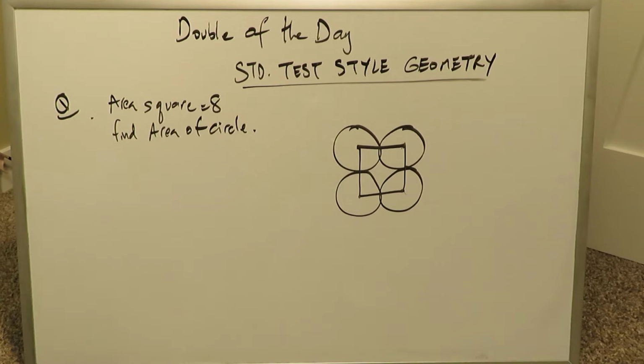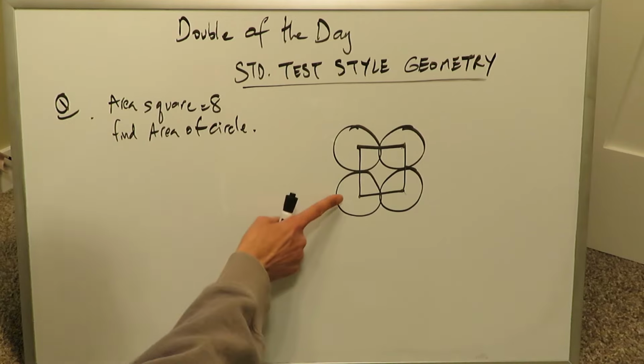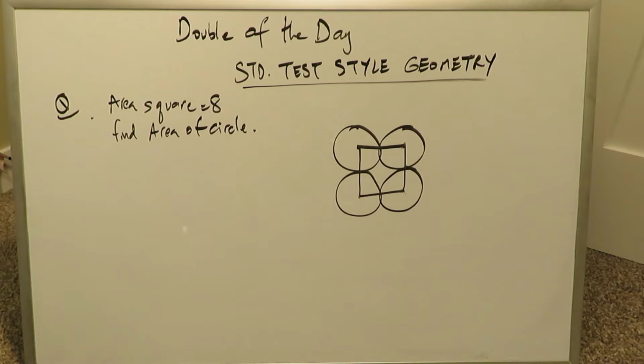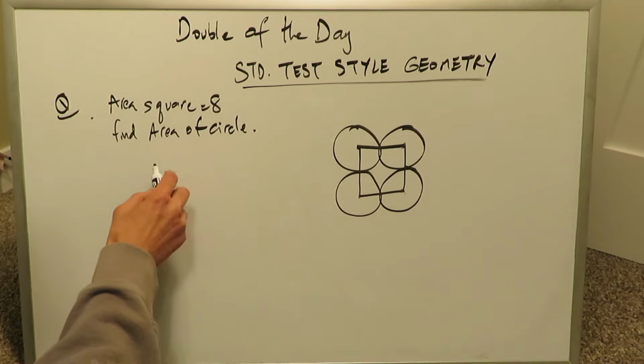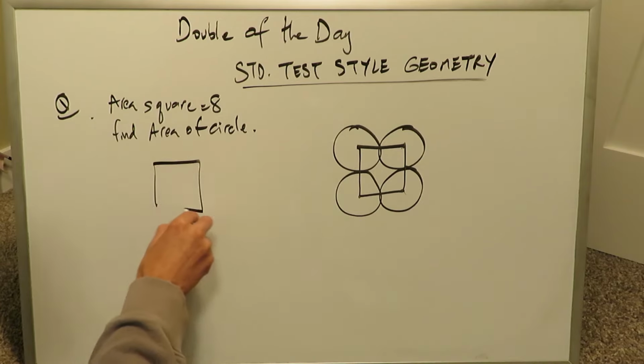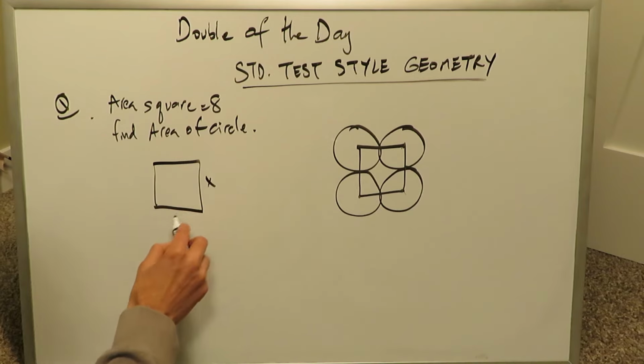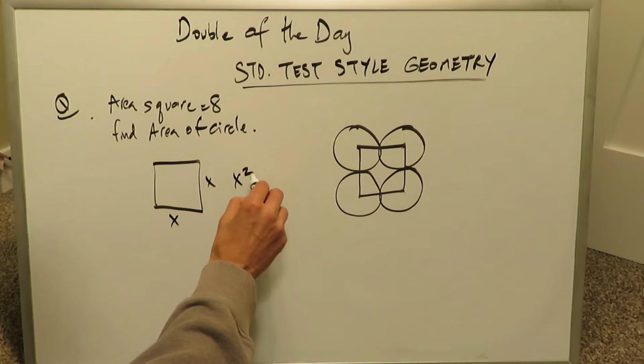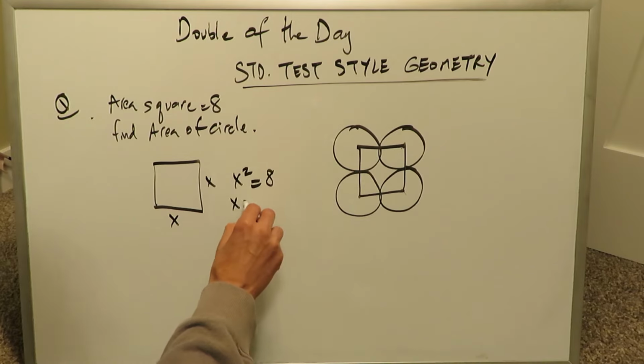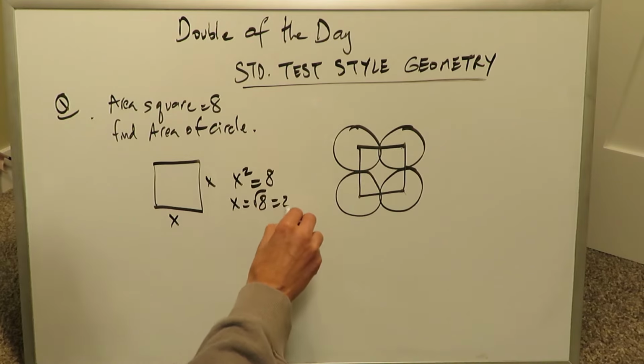Each of the four circles has the same area. We're only interested in the area of a single circle. How can we go about doing this? Well, if you pluck out that square, you know the area is 8 and each square has similar sides. And the two sides multiply to give you the area. x squared is equal to 8 and x is equal to root 8, which is 2 root 2.